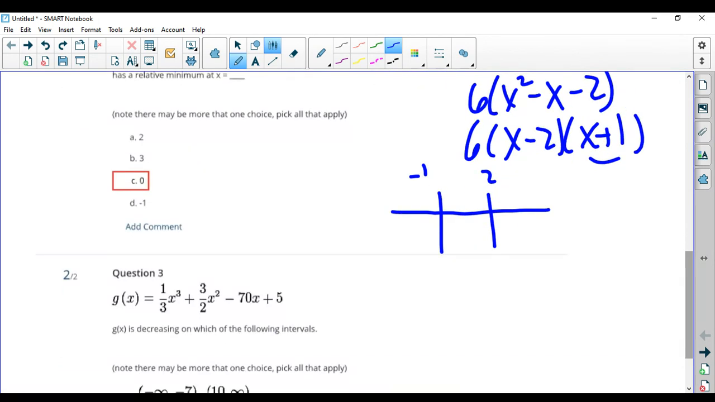And now just test a number here like negative 3 in the derivative. You'll get a negative times a negative, which is positive. So you know it's increasing here, and continue with that.